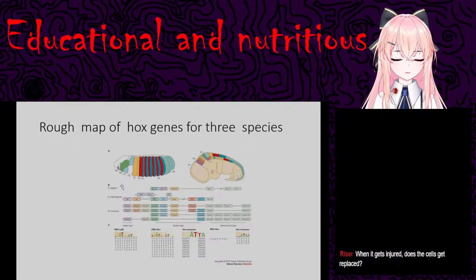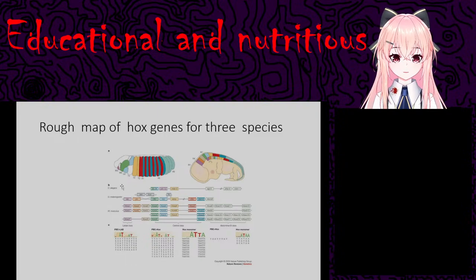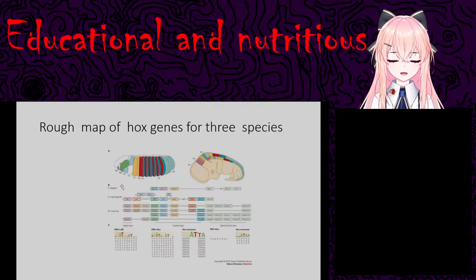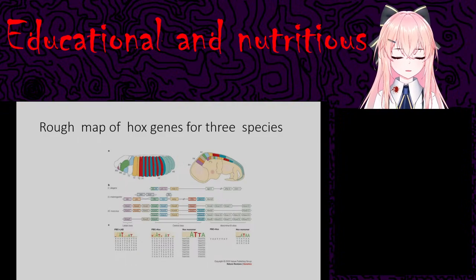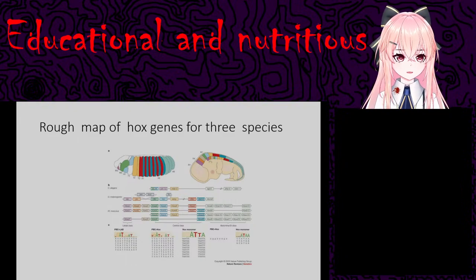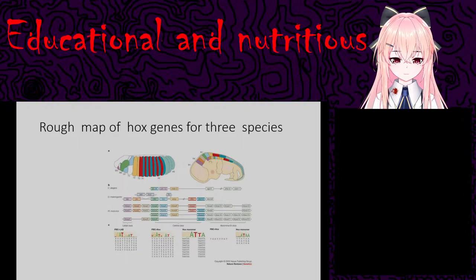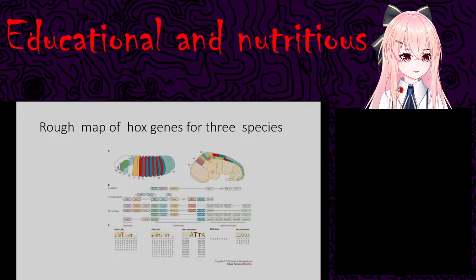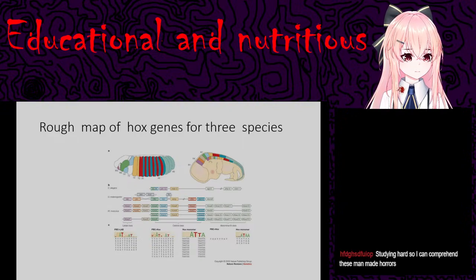When it gets injured, does the cell get replaced? I don't remember if it has stem cells, because you need to understand that it's a living being that is very simple. Maybe it has contingencies for that. Maybe it has regeneration. Let me verify that, Razor. Also, hi, Razor. C. elegans regeneration.